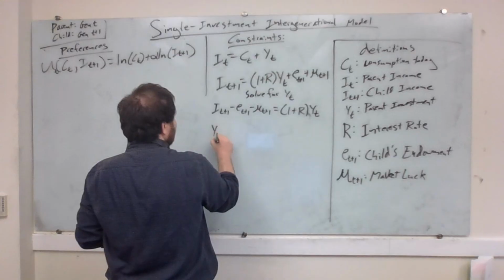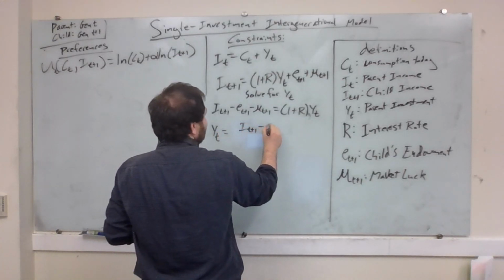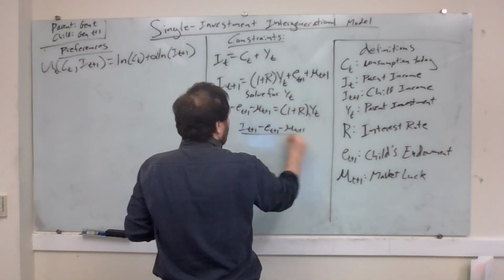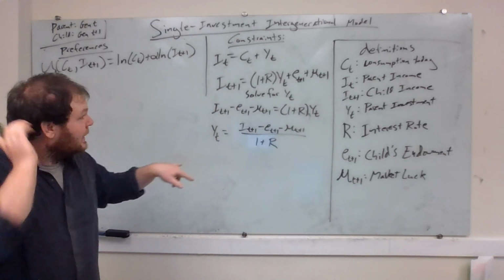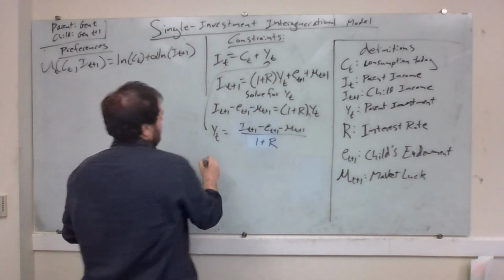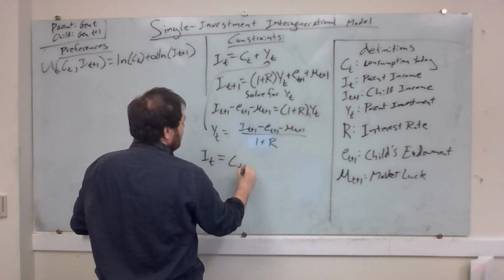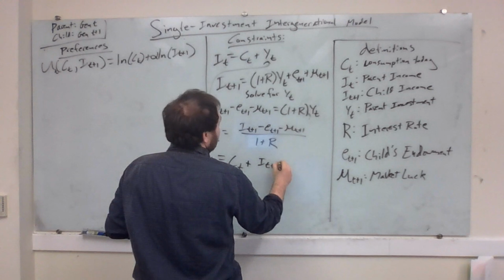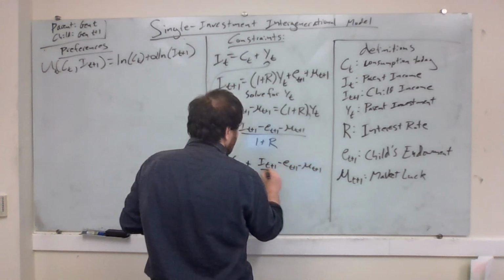which is going to mean that yt is going to equal this whole thing, it plus 1 minus et plus 1 minus mu t plus 1, all over 1 plus r. Make sense? Then we can put this in for yt here. So we can say it equals ct plus it plus 1 minus et plus 1 minus mu t plus 1 over 1 plus r.